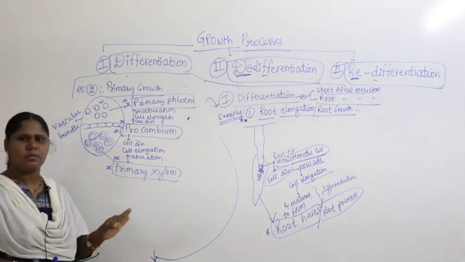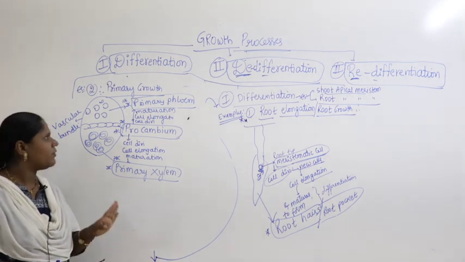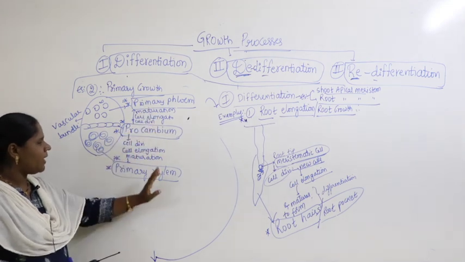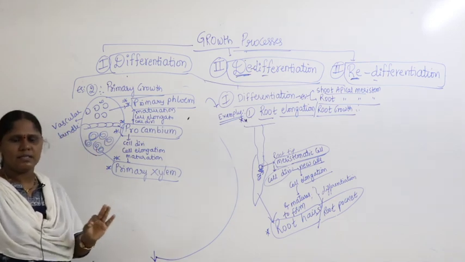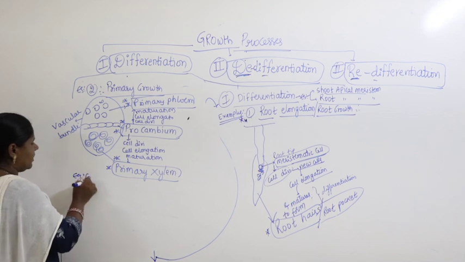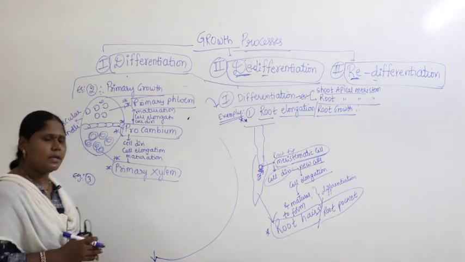It's a very good example of differentiation. Simply remember, procambium gives rise to primary phloem and primary xylem. This happens by the phenomenon called differentiation. Similarly, let us talk about another example. Example number 3, we are discussing for differentiation. What do we study here?